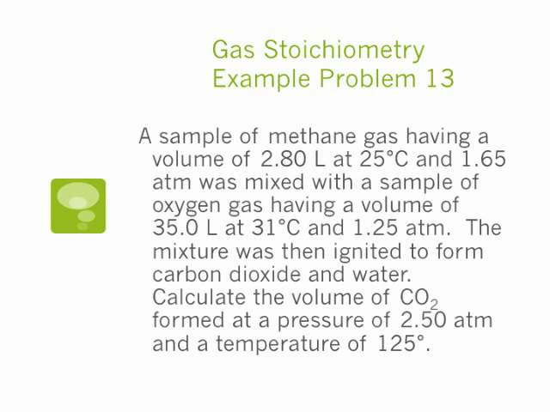A sample of methane gas having a volume of 2.80 liters at 25 degrees and 1.65 atmospheres was mixed with a sample of oxygen gas having a volume of 35 liters and 31 degrees and 1.25 atmospheres. The mixture was then ignited to form carbon dioxide and water. Calculate the volume of carbon dioxide formed at a pressure of 2.5 atmospheres and a temperature of 125 Celsius.